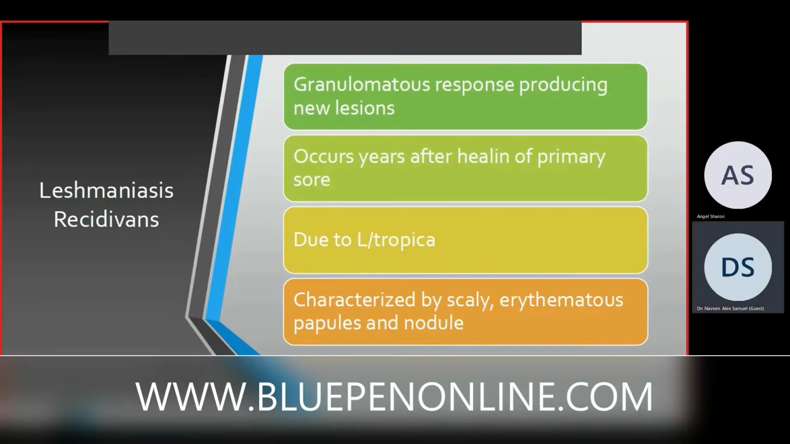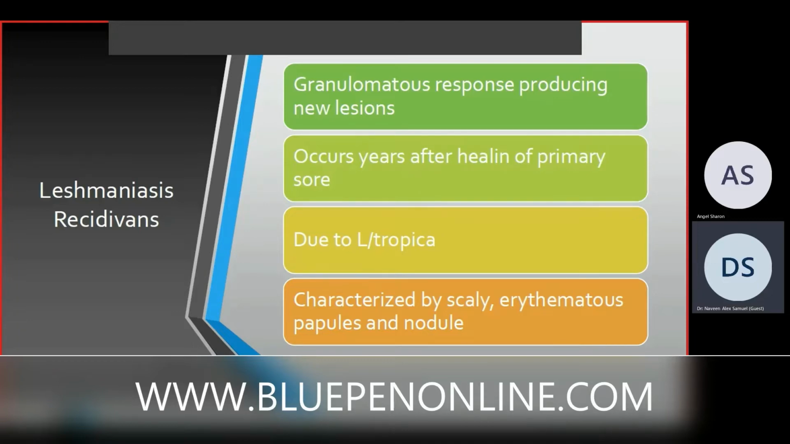Leishmaniasis recidivans is actually a granulomatous response producing new lesions. So it occurs years after the healing of the primary lesion. So first there will be cutaneous leishmaniasis. It heals spontaneously. After certain years, again there will be a granulomatous response. There will be a red colored granulomatous lesion over the previous cutaneous leishmaniasis. That is called leishmaniasis recidivans. It is mainly due to the Leishmania tropica species.